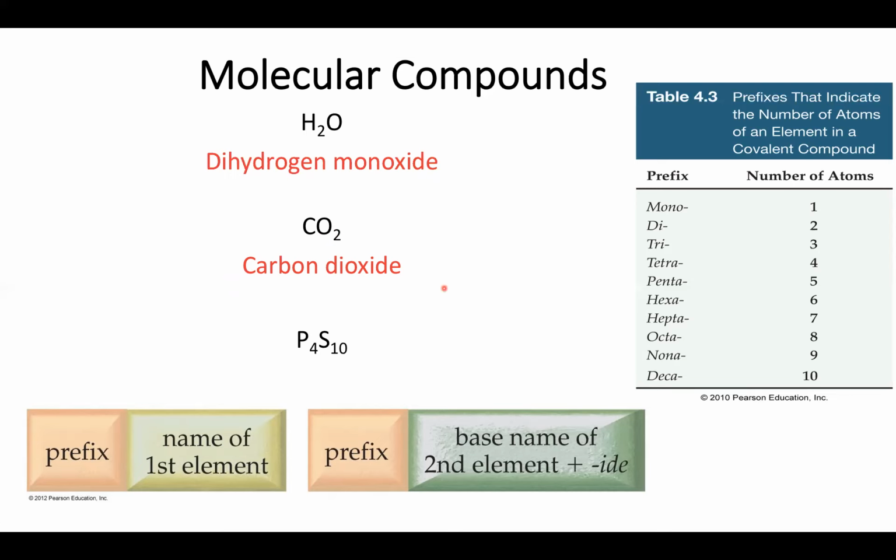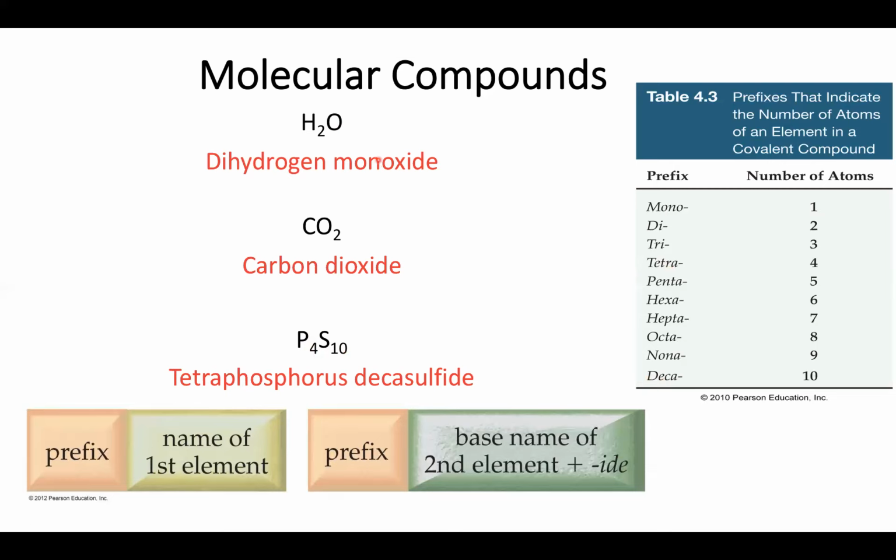Now, just to kind of illustrate how complex these binary molecules can become, let's do this last one, P4S10, and break it down. So we've got 4 phosphoruses. So that would be tetra, phosphorus, deca, sulfide. So tetraphosphorus decasulfide. So when dealing with these binary compounds, they're usually pretty easy to break down into naming.